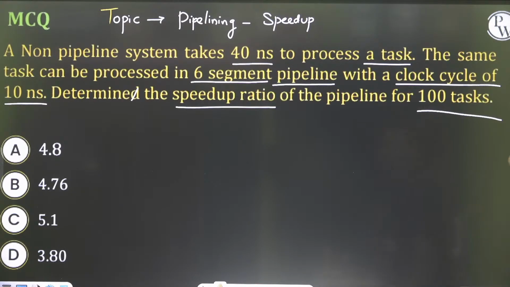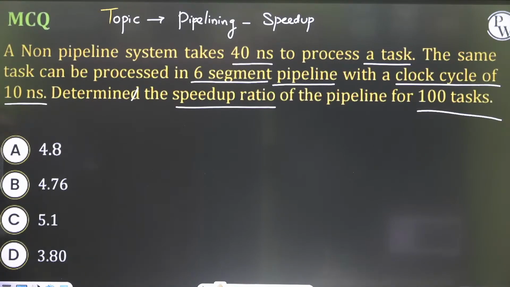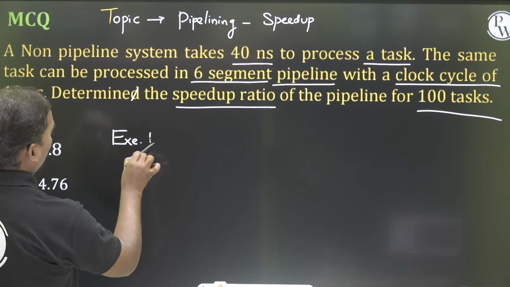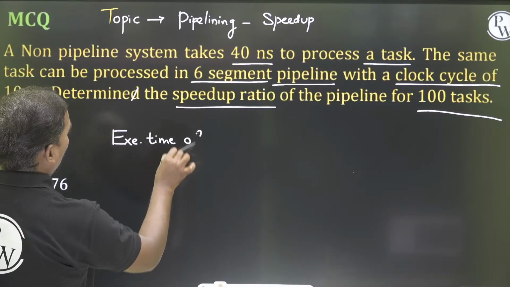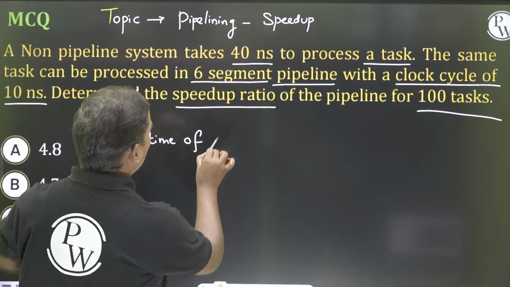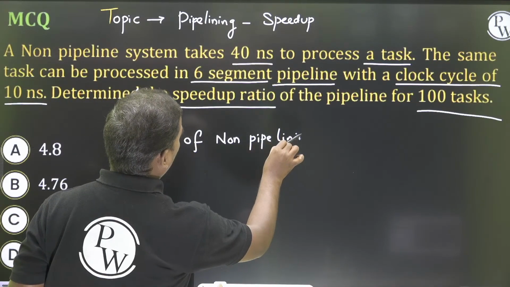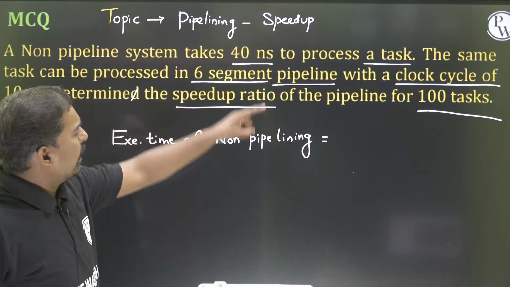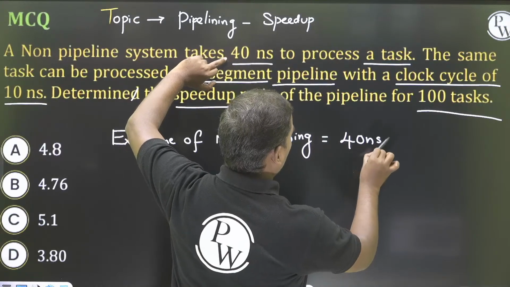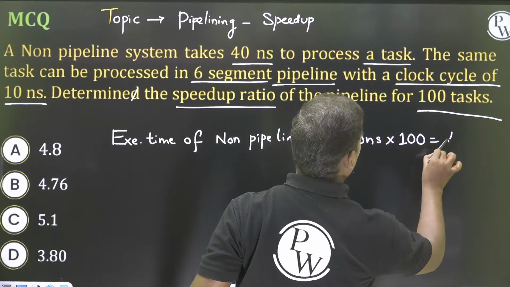Please try to think and execute it. First of all, calculate the execution time of non-pipelining. How much is it for non-pipelining? One task takes 40 nanoseconds. Like that, how many tasks are there? 100 tasks are there. That means 4000 nanoseconds.